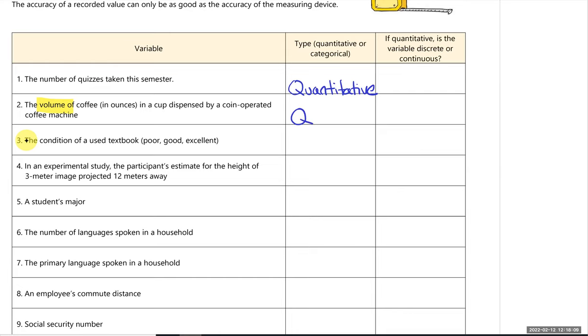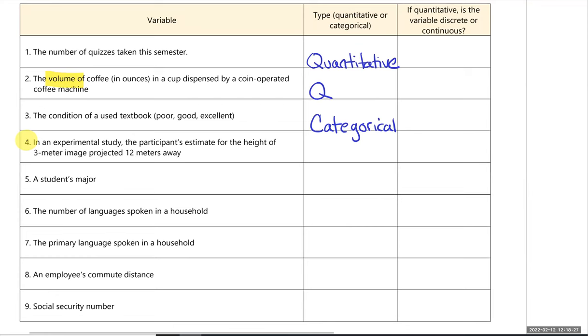And then the condition of a used textbook, poor, good, or excellent. Categorical, right? Just a label or a name. So categorical, and I'll write it out the first time and then we'll abbreviate here. Again, you don't have to write the definition of a word. You just have to do what we're doing here and identify. All right, so in an experimental study, the participant's estimate for the height of a 3-meter object, 3-meter image projected 12 meters away. That's a lot of words.